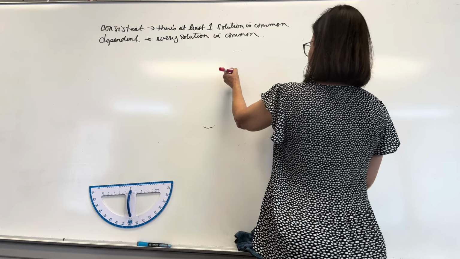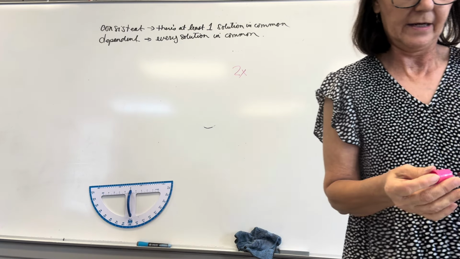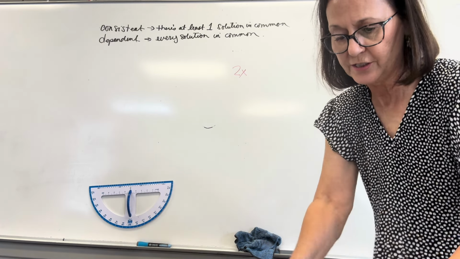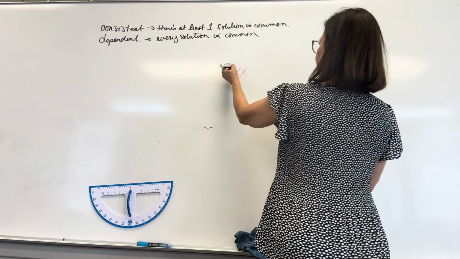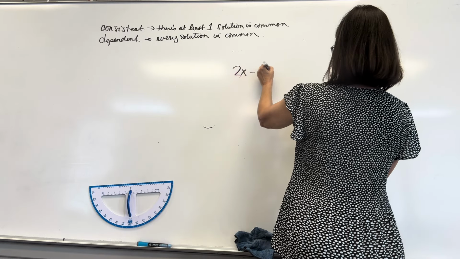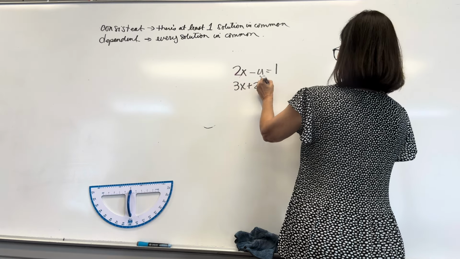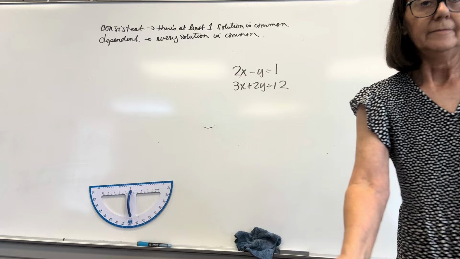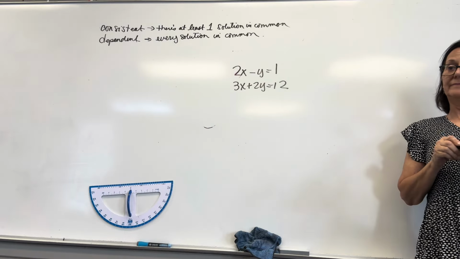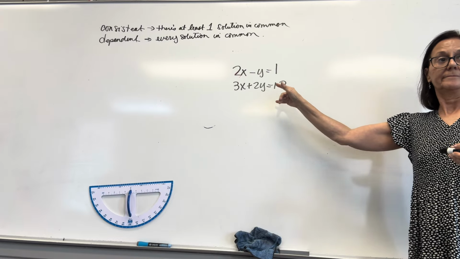Given these equations, 2x minus y equals 1 and 3x plus 2y equals 12, solve. Well, I would use elimination.